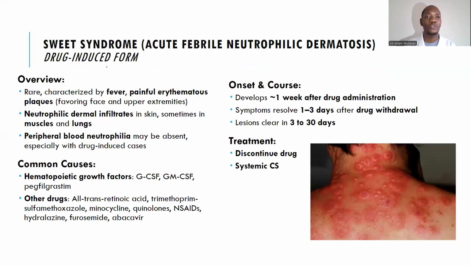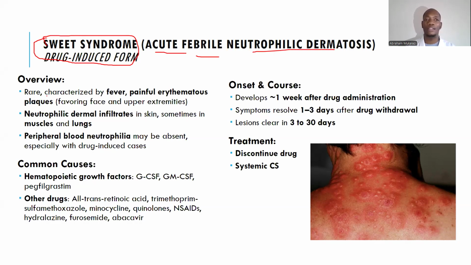Okay, so then we go to another neutrophilic dermatosis that can be triggered by drugs. So even Sweet syndrome is one of the neutrophilic dermatoses, together with the pyoderma gangrenosum, together with Behçet's disease. So sometimes the Sweet disease or syndrome can be triggered by medication. So it's also called an acute febrile neutrophilic dermatosis.